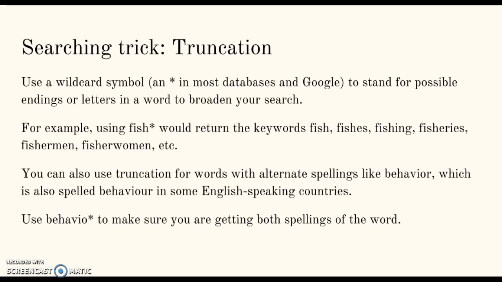Truncation can also be used when you have a word that has different spellings or similar forms. You can write WOM*N to retrieve women and woman as a keyword. You can use BEHAVIO* to make sure you get both spellings of the word behavior.